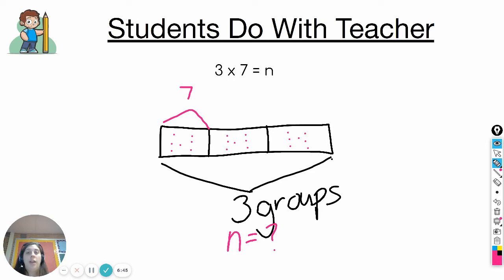Make sure your drawing on your whiteboard matches mine. Okay, so now all we need to do is skip count. First, we have 1, 2, 3, 4, 5, 6, 7, 8, 9, 10, 11, 12, 13, 14. And then I'm going to give you just a second to count on and figure out how much we have for our last group.